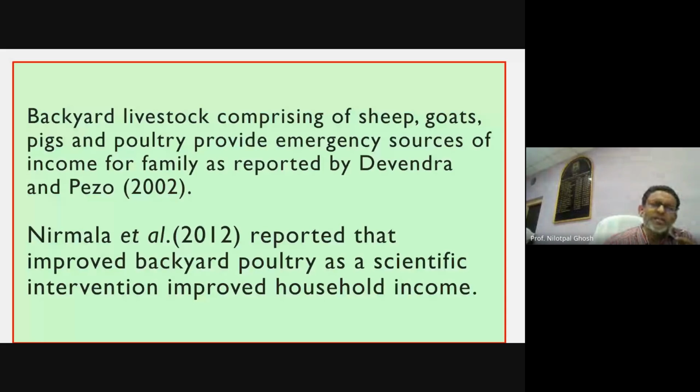Backyard livestock comprising sheep, goat, pig, poultry may be integrated with the crop production. And Nirmala reported that improved backyard poultry as a scientific intervention, improved household income also. When we are integrating, means more care is given to even backyard poultry also. So the death rate in the backyard poultry will be reduced. So more egg, more meat, because the death, mortality is a major issue in the backyard poultry. So when we are integrating, means giving more emphasis on this component also, along with the existing component.